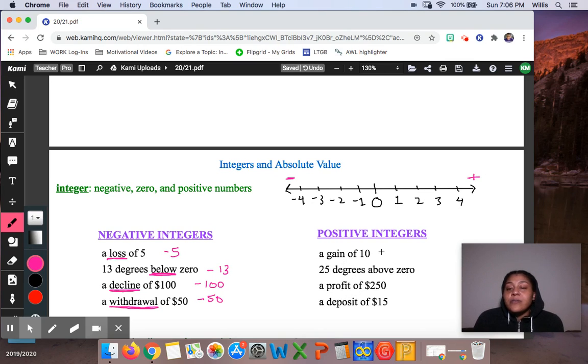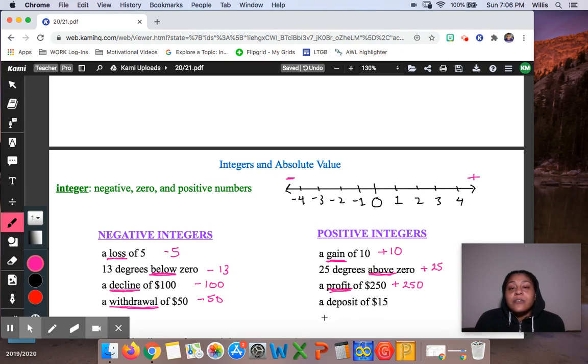On the positive integer side, there are some keywords to help you know that it's going to be plus something. So a gain of 10, gain. If you watch football and they're talking about a gain of so many yards, you know you're going forward, so it's plus. 25 degrees above 0, the keyword here is above, and that'll be plus 25. A profit of 250, profit, that means you got some money, so that'll be plus 250.